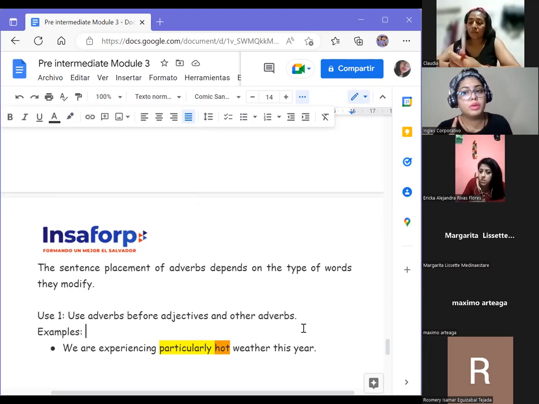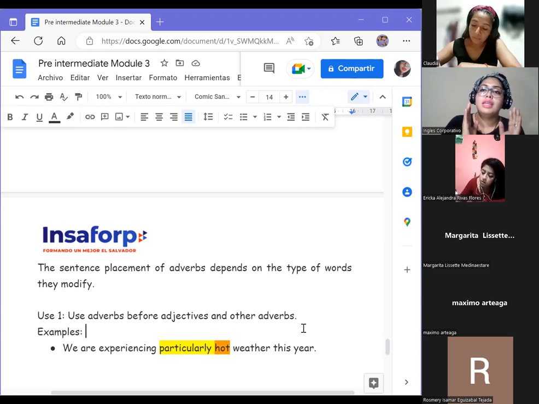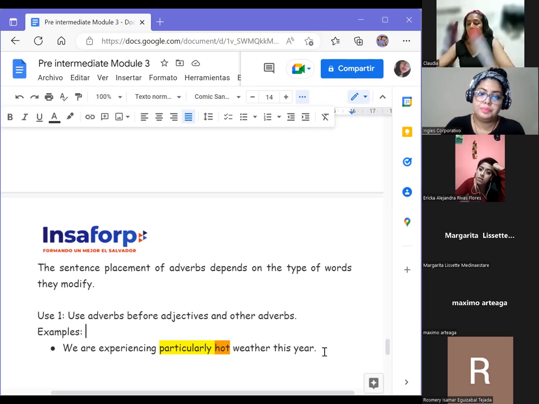En ese uso número uno, el adverbio siempre va a ir antes que el adjetivo. En este caso tenemos el ejemplo, we are experiencing particularly hot weather this year. Estamos experimentando un clima particularmente caliente este año. So in that case, we are going to write the adverb before the adjective. Then we have another one.